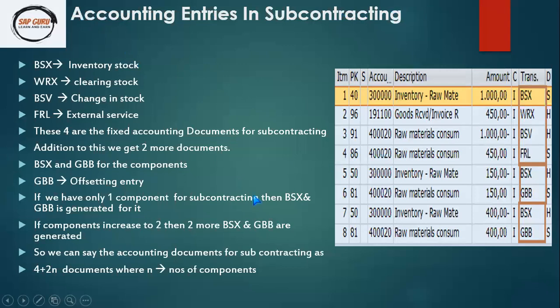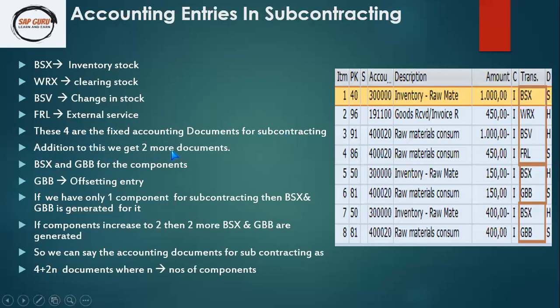So in this screen, we have given more detailed info about each transaction event key. BSX is inventory stock and WRX is clearing stock. Clearing in the sense of GR/IR clearance. BSV is a change in stock, meaning we have supplied the goods to the vendor, so we should have this BSV transaction event key. And if it is an external service, in the sense some work is done by the vendor, then we have to pay the value to the vendor, right? That's the labor cost. So these four are the fixed accounting documents for subcontracting.